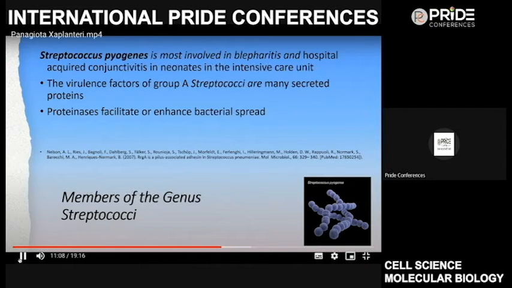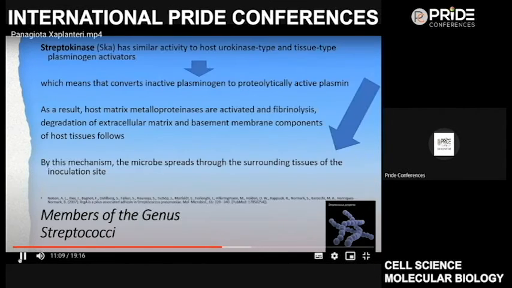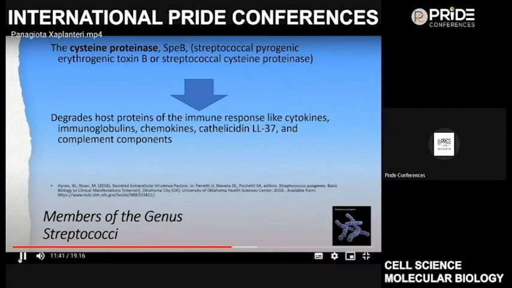Proteinases facilitate or enhance bacterial spread. Streptokinase interacts with host urokinase-type and tissue-type plasminogen activators, which converts inactive plasminogen to proteolytically active plasmin. As a result, fibrinolysis and degradation of the extracellular matrix and basement membrane components of host tissue follow. By this mechanism, the microbe spreads to the surrounding tissues of the inoculation site.